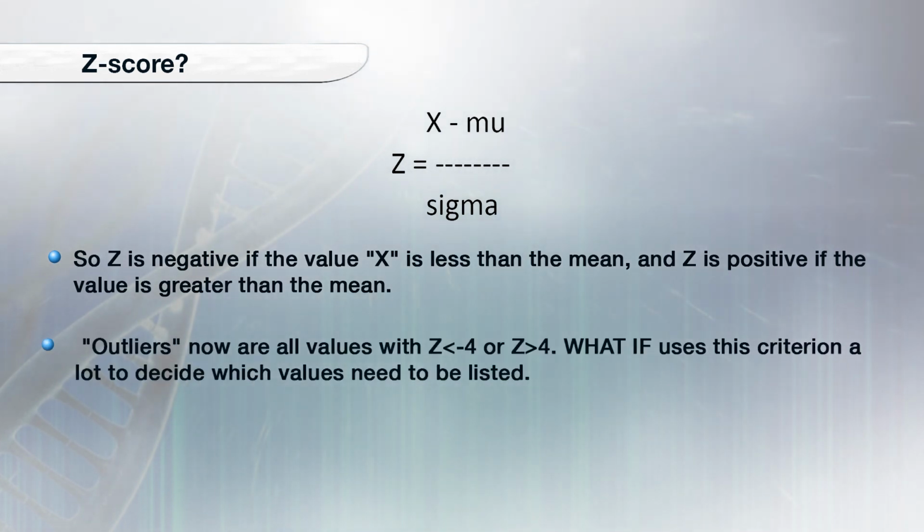Now, what are outliers? All values with Z less than or equal to minus 4 or Z greater than 4. WHAT IF uses this criterion to decide which values need to be listed. So, they have a standard range of minus 4 to 4 where this Z calculation is done. And what is Z? Standard deviations away from the mean.